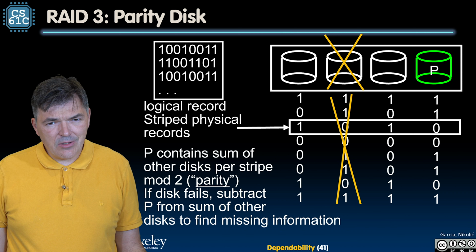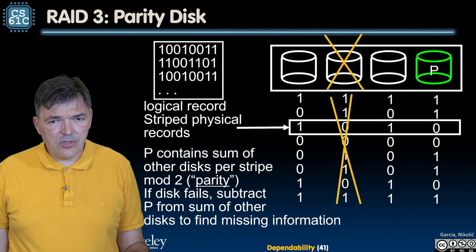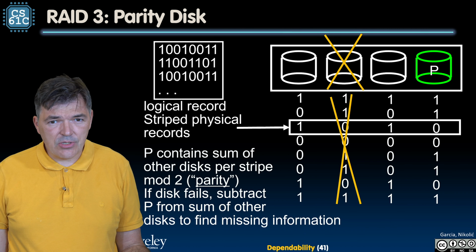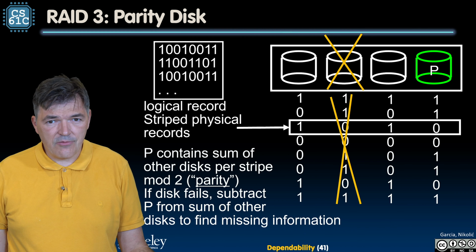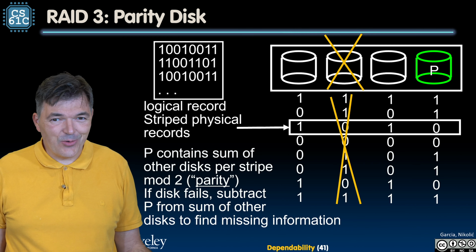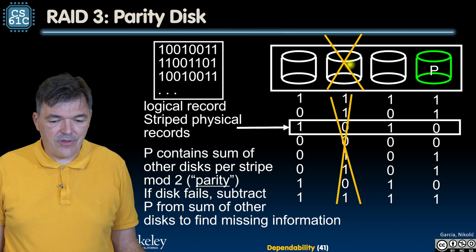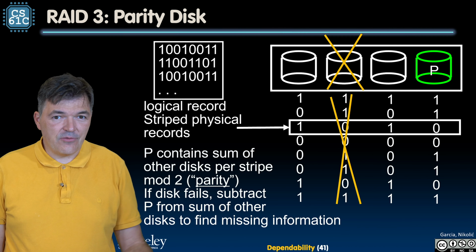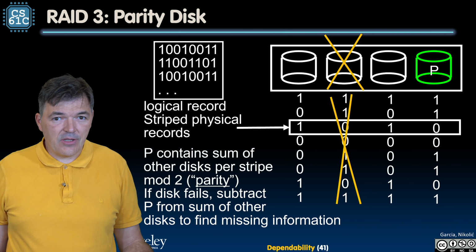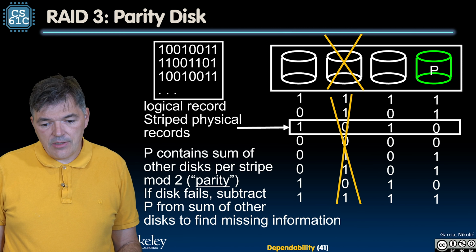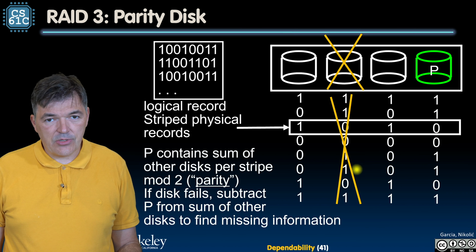But we remember in DRAM, we couldn't actually do that. Our parity did not provide enough information to know where the error came from. Well, here we actually know where the error came from. We know that the disk failed. We have this additional information that one of the disks has failed, and we know which disk has failed. So these parity bits are there to recover the information that is missing.